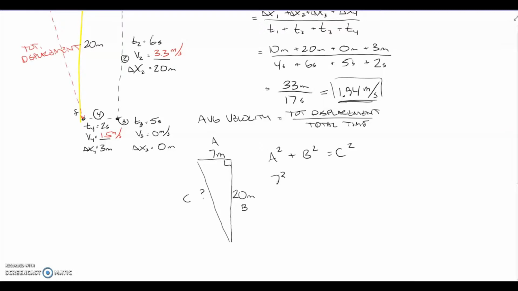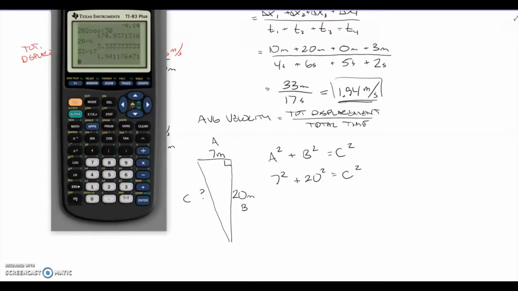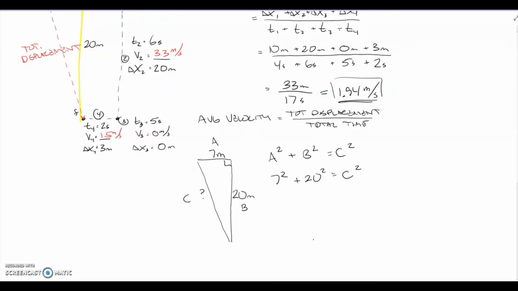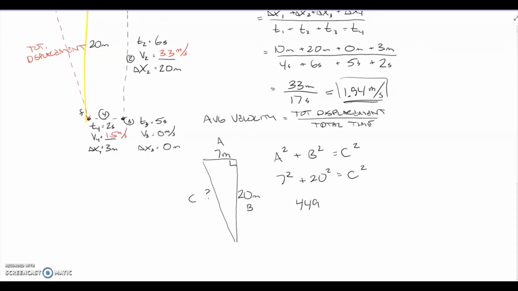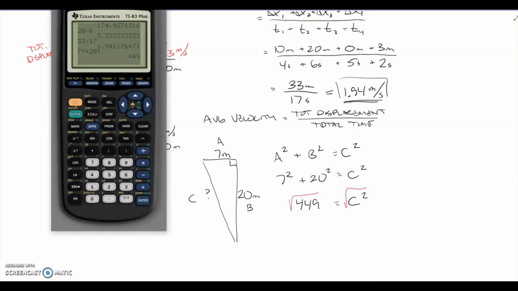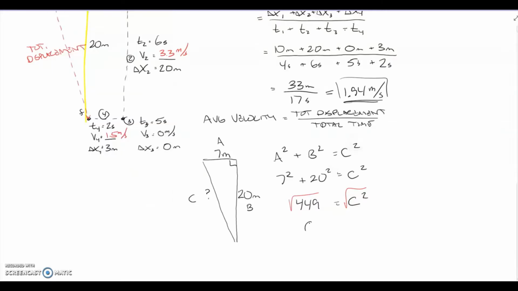And we have A, so 7 squared, plus 20 squared is going to be equal to whatever C squared is. Right? So if I pull out my calculator, on the left side, 7 squared plus 20 squared is going to be a big number. 449 is equal to C squared. And to solve for C, we just take the square root of both sides, which gives me what C should be, 21.2 if I round it. So C, the length, would be 21.2 meters.